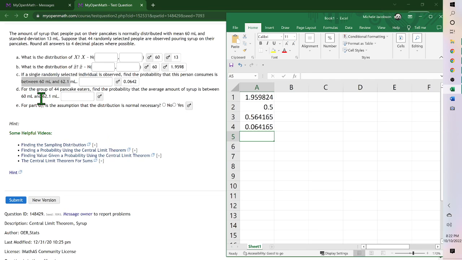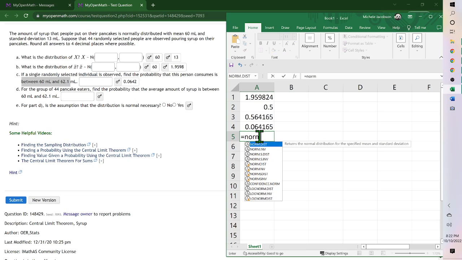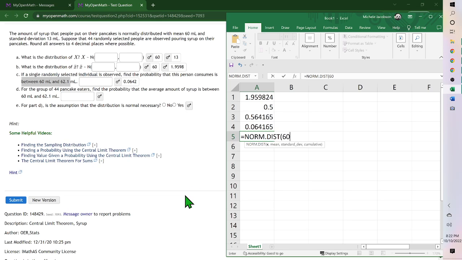The next one says for the group of 44 pancakes. So the 44 pancakes is part B. So we use the mean of 60 and the standard deviation 1.9598. Other than that, everything would be the same. So equals norm, 60, comma 60 comma 1.9598.